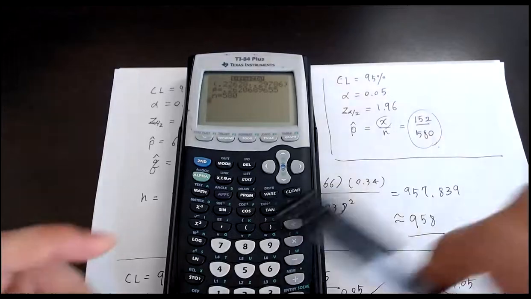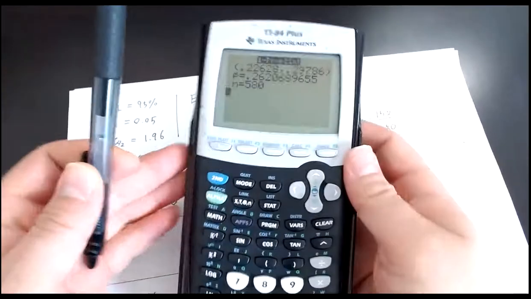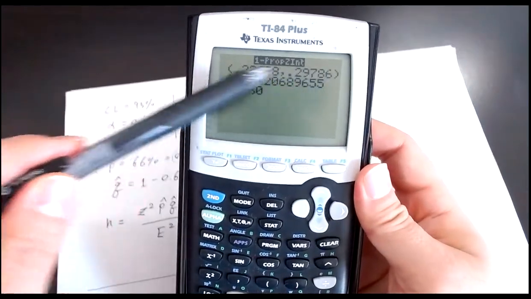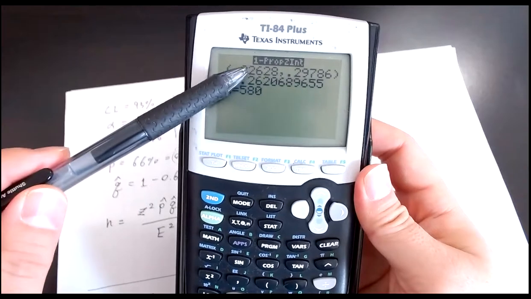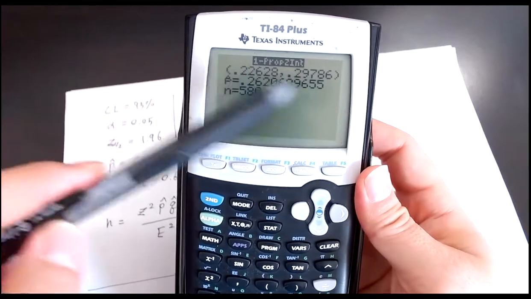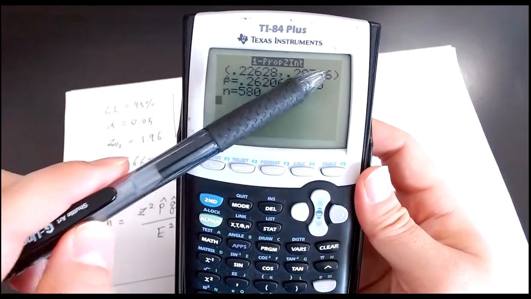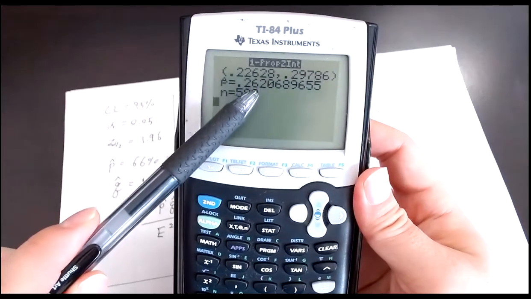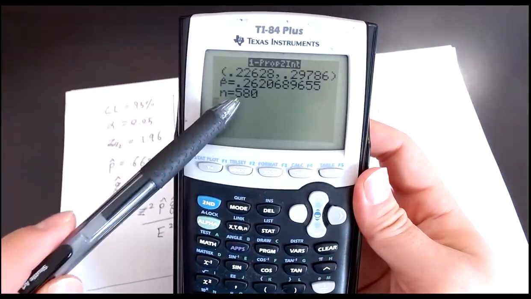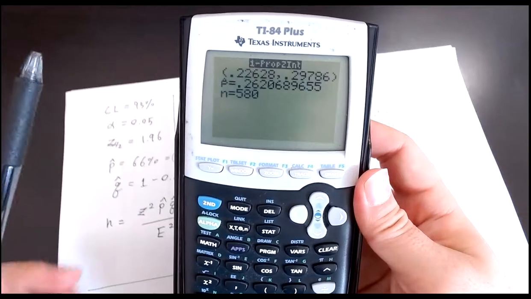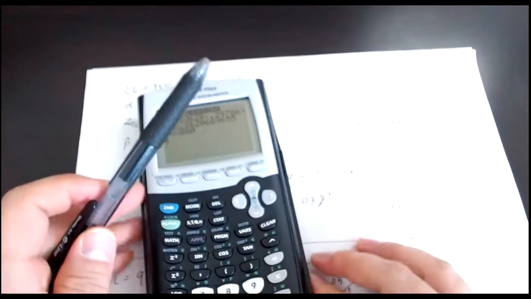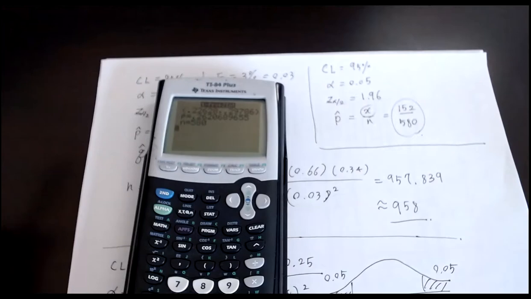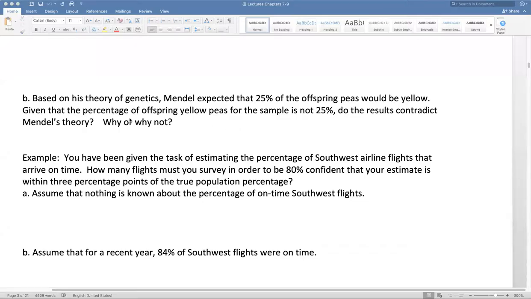Now you see that the interval represents the confidence interval. The left number represents p hat minus E. The right number represents p hat plus E. Okay, what's the p hat? It is 0.262, and it shows the sample size. Okay, so now let's move to the next problem. All right, see next problem.